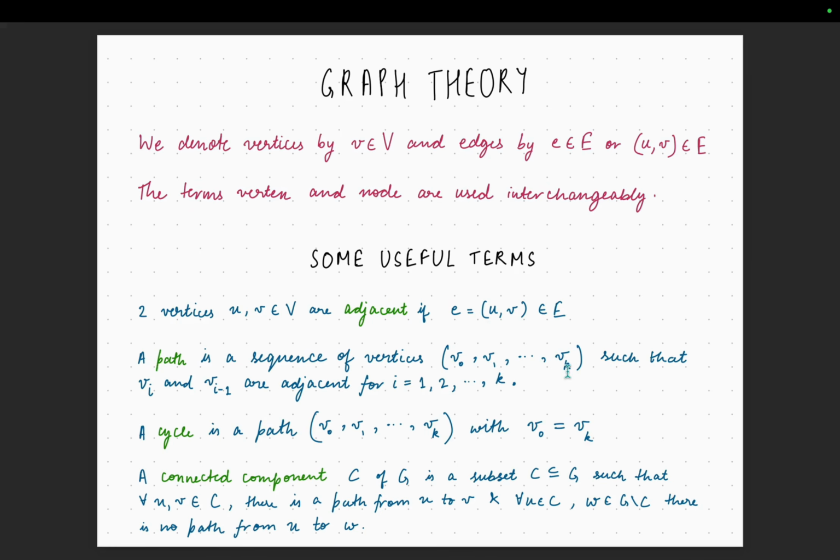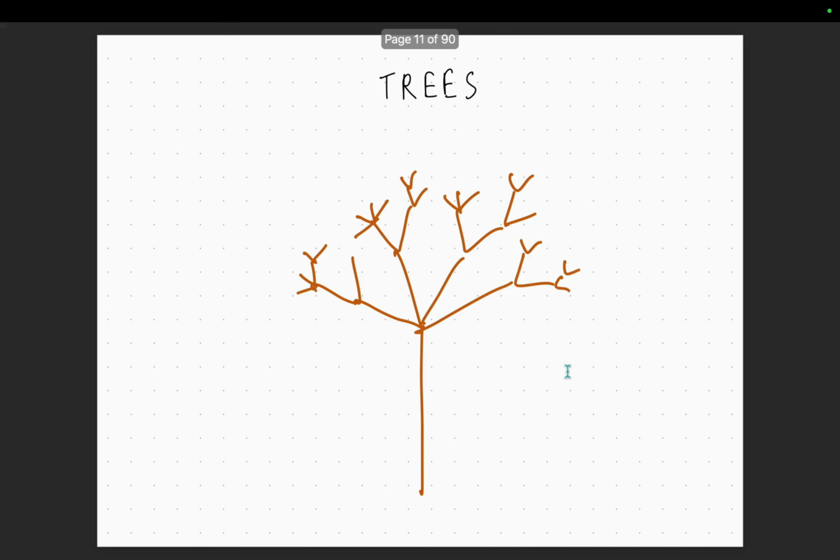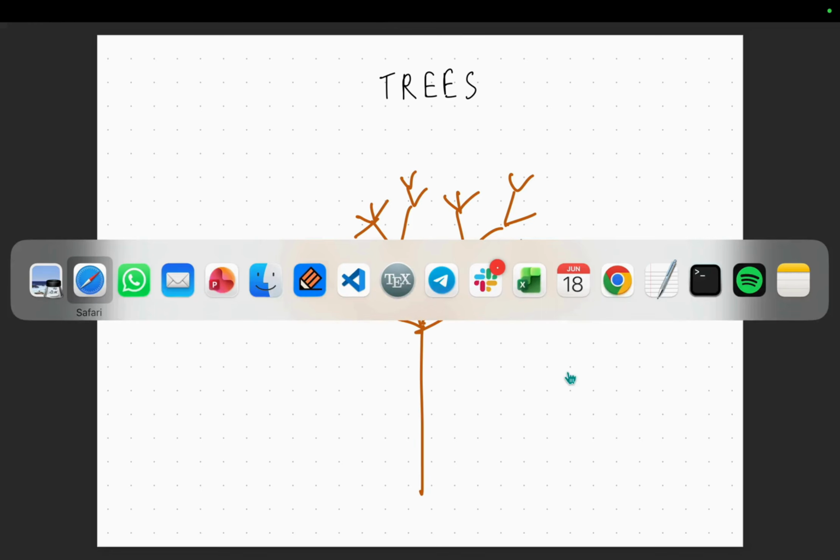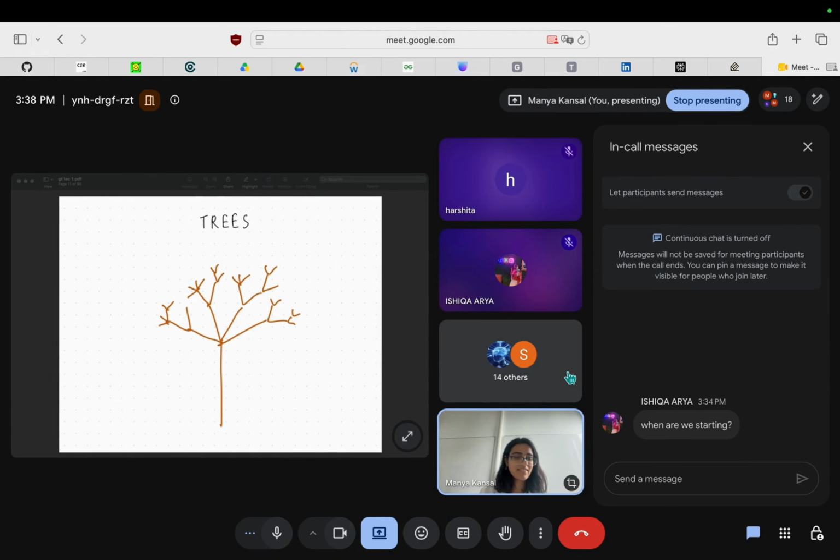And a connected component is a subset of the graph such that for all vertices belonging to this connected component, there is a path from one to the other, but there is no path from this to any vertex outside.